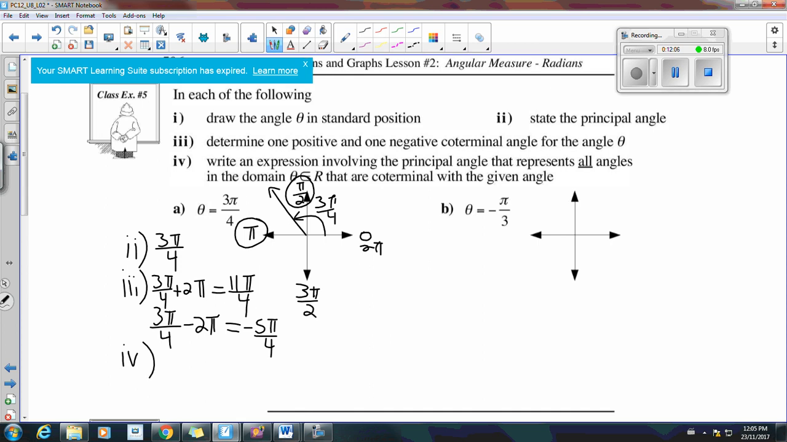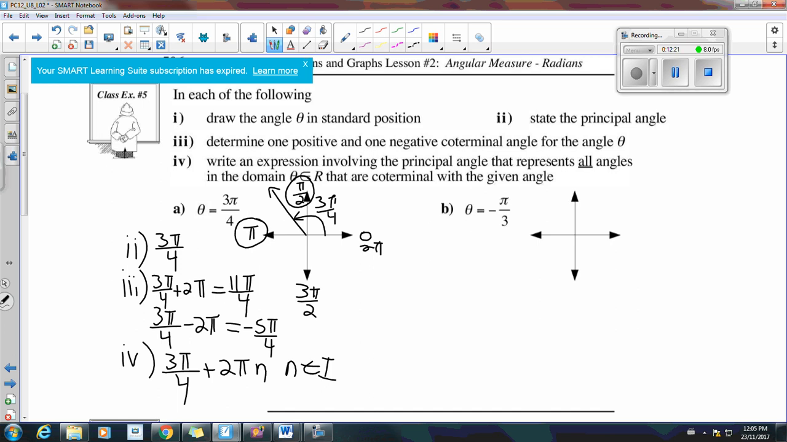Part 4, write an expression to show all of them. Well, when we were working in degrees, we'd say plus 360 n. Here we're going to say plus 2 pi n, where n is an integer. So same thing, except we're just working in radians.